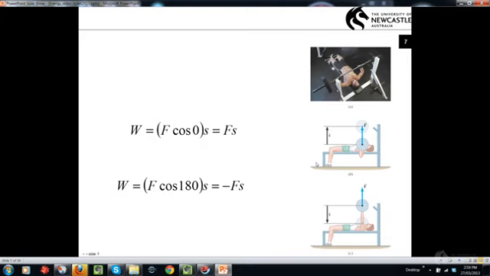And remember, in all of these cases, we have to carefully consider what is the agent and which is the object. We're always looking at what the agent does to the object.